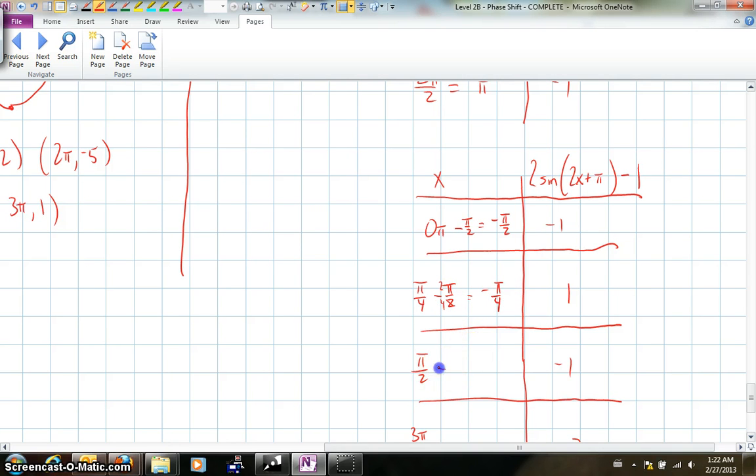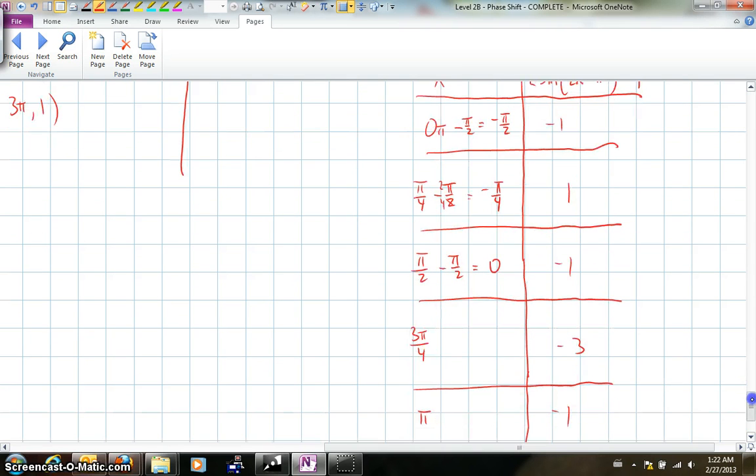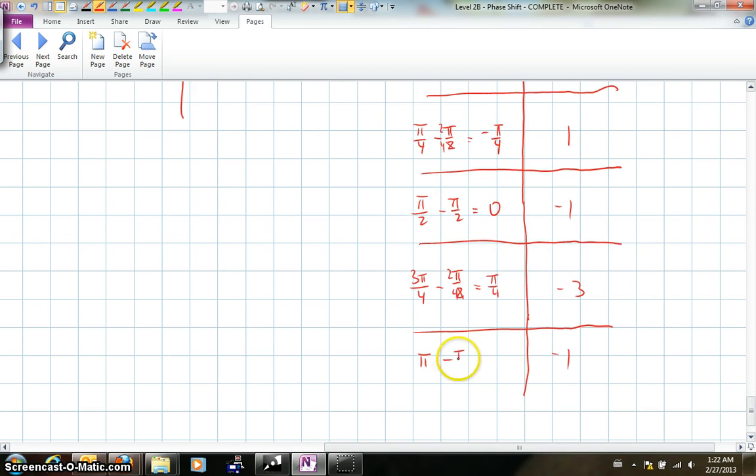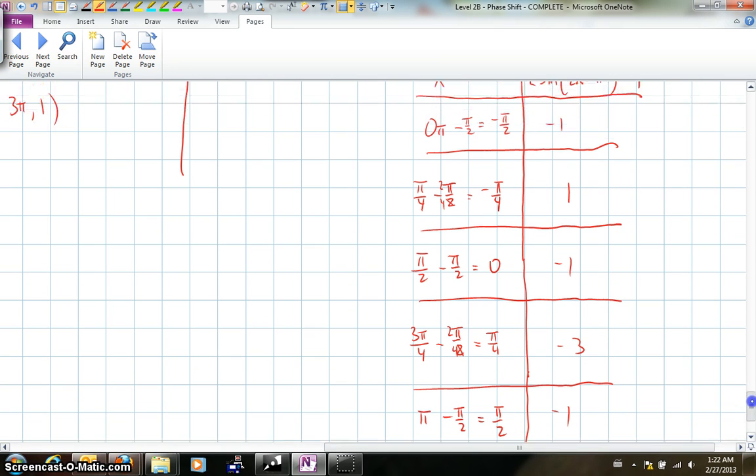And then this one, when we do pi over 2 minus pi over 2, that gets us back to 0 finally. 3 pi over 4 minus pi over 2, we'll again get a common denominator of 2 over 4. And so we're at 1 pi over 4. And then pi minus pi over 2 is going to just be pi over 2. And so these are our final coordinates here. Took a while, but we got there.